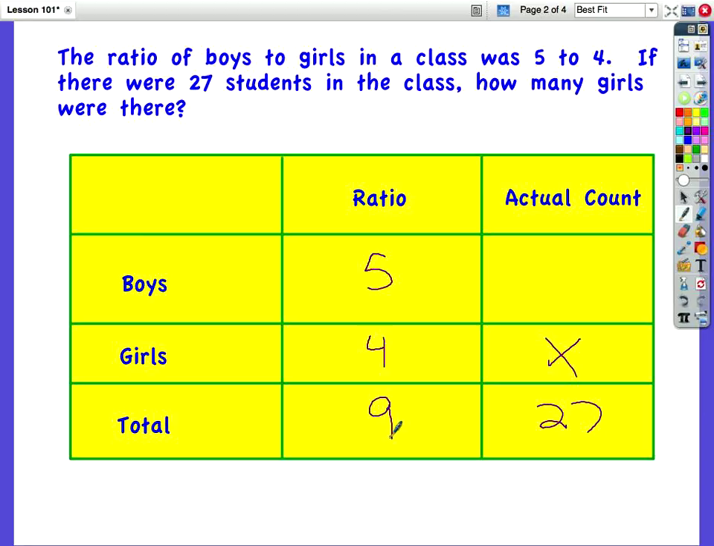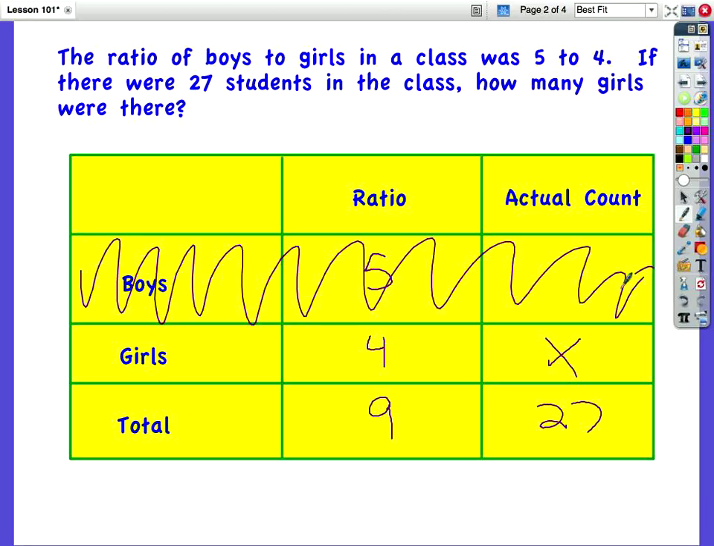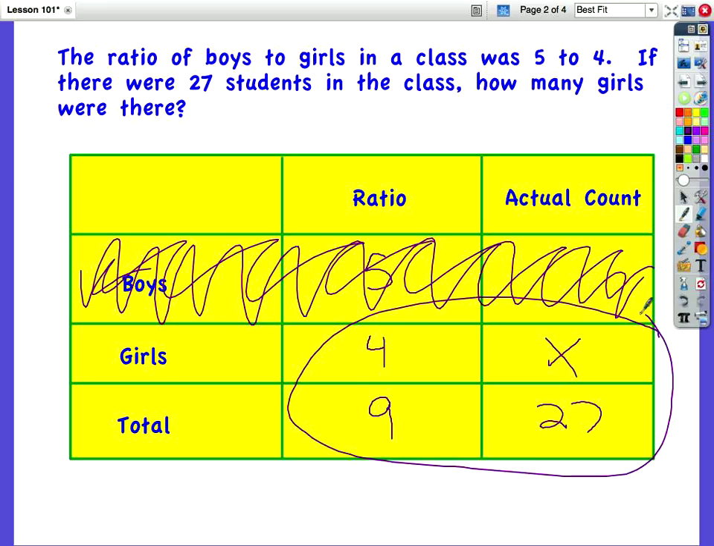Now, the question doesn't ask me anything about the boys, so I'm just going to cross out this boys section. I don't care about the boys right now. All I care about is the girls and the total. So here's my proportion: 4 is to 9 as X is to 27. So 9 times what is 27? Well, 9 times 3. So 4 times 3, our actual count, is going to be 12. So my answer is going to be 12 girls.